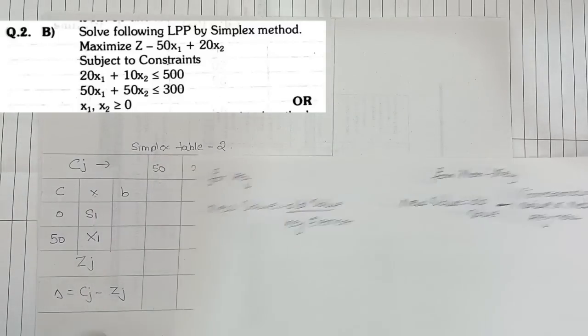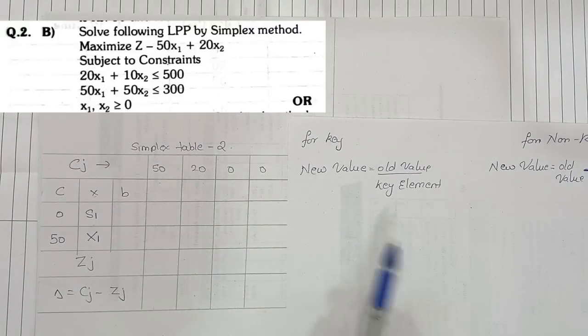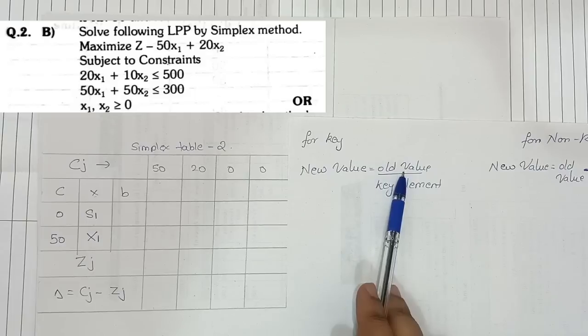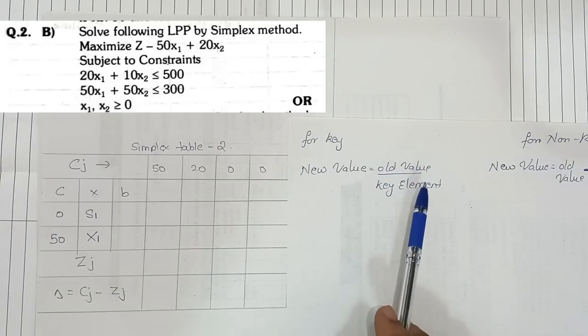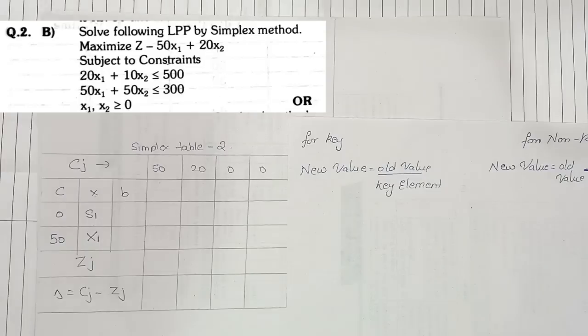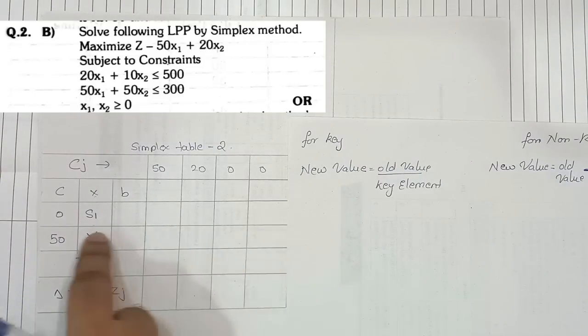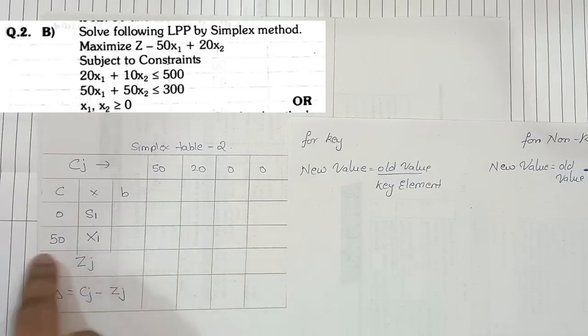Okay, first thing, for key values, the ones which were already marked, the formula is new value is equal to old value divided by the key element. The key element amount was 50, which we had already found in the first step. So x1 is the new one, it was the key one. This was the one which got replaced. So this is for the key, and let us see how to get those values.